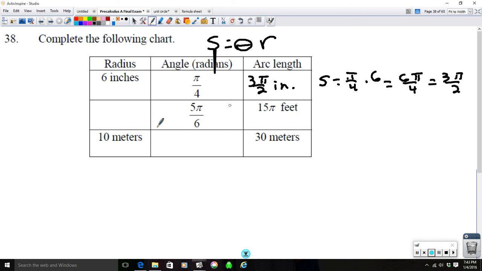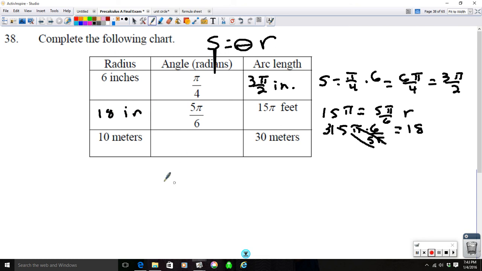For the second one, we're missing the radius. So we have the arc length of 15 pi. We are given the angle, which is 5 pi over 6. And we're solving for the radius, which would be in inches. So we are actually going to divide, which is the same as multiplying by the reciprocal. So 15 pi divided by 5 pi over 6 is multiplied by 6 over 5 pi. 5 goes into 15 3 times. The pi's cancel, and 6 times 3 gives you 18. So the answer should be 18 inches.